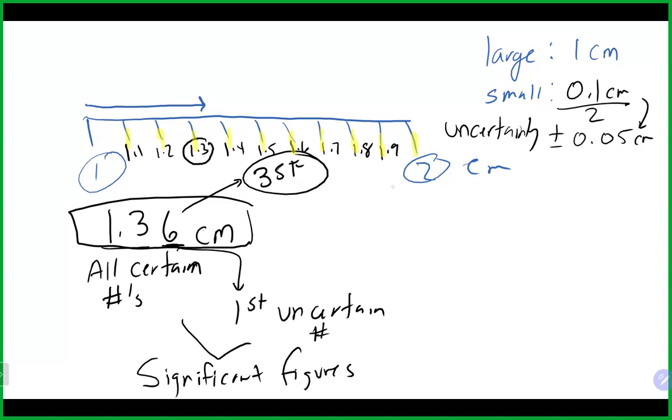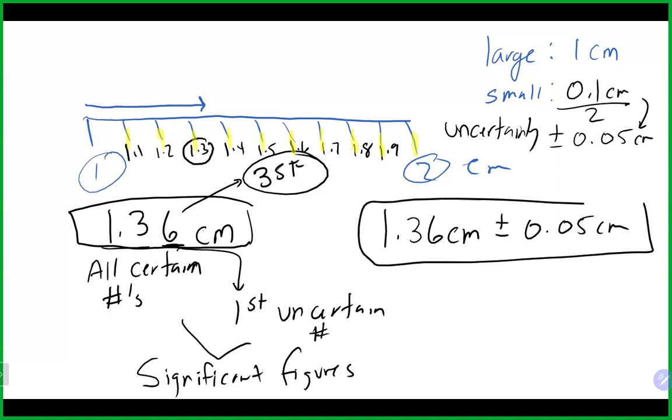Sometimes this measurement is recorded as 1.36 centimeters plus or minus 0.05 centimeters, which gives you the uncertainty. What does that really tell you? When you divide it by 2, you need to take your measurement to 2 decimal places, right? So that's basically how far you need to take your actual measurement.